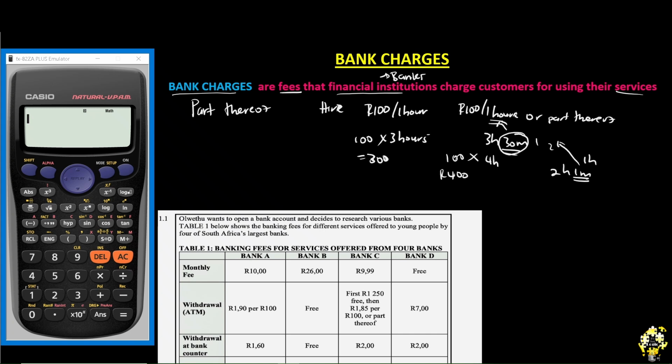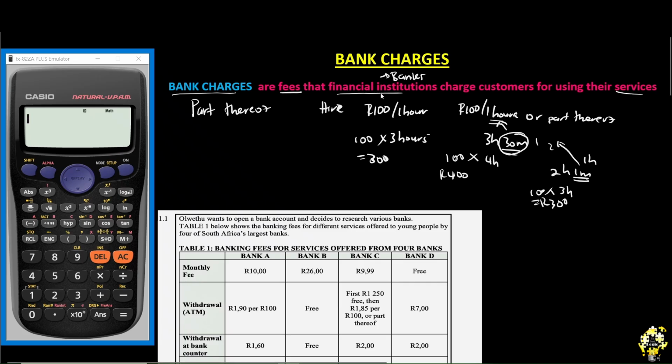So it means that you, my dear daughter or son, you have worked for 3 hours. Therefore, you get paid according to 3 hours, and that becomes 300 rands. I hope that makes sense, because where we are going now, you're going to see this doctrine of part thereof. Anyways, let's start answering the question.